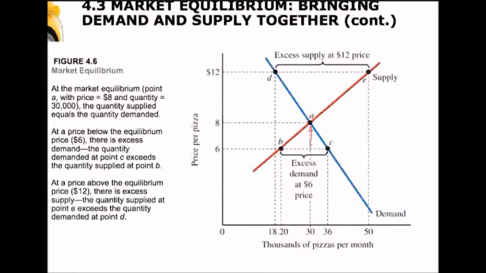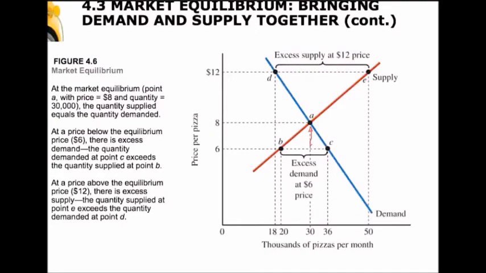Now let's look at the other side of the market. Suppose the price is $12. At the price of $12, we can go over the demand curve and down, and we can see that the quantity demanded is 18,000 pizzas per month. If we go over to the supply curve and down, we can see that the quantity supplied is 50,000 pizzas per month, and we have an excess supply of pizzas.